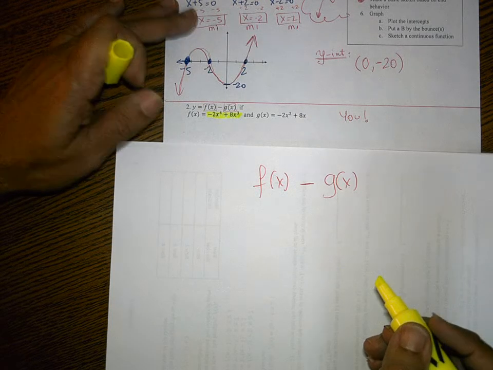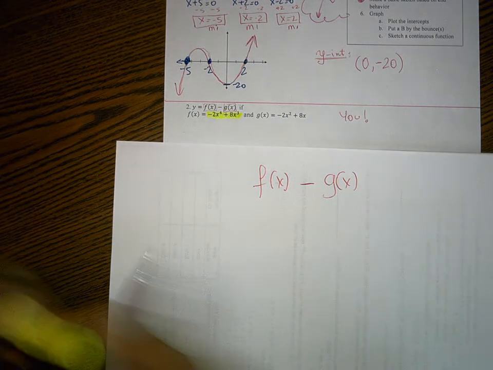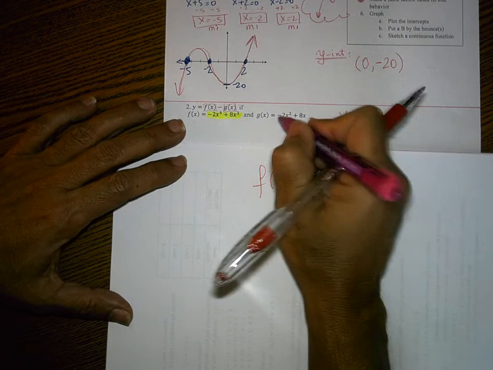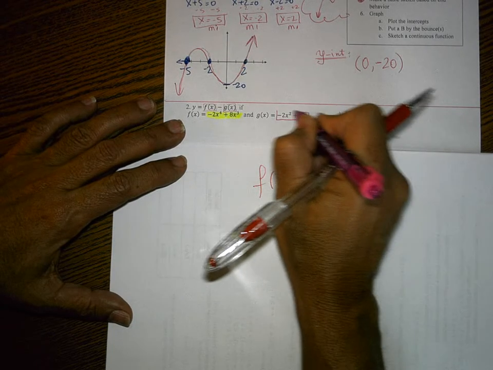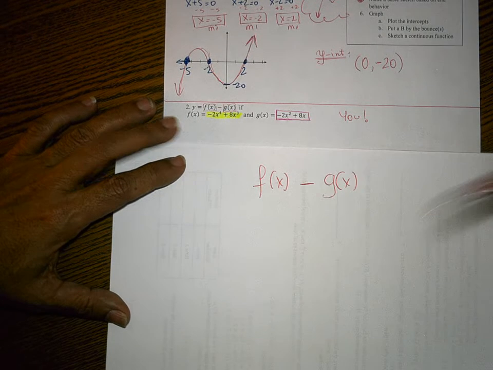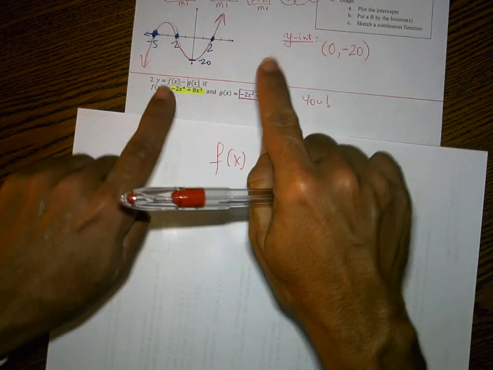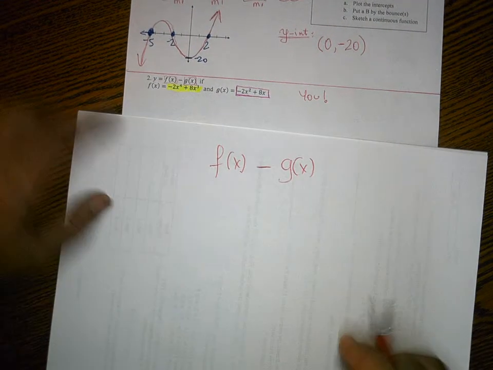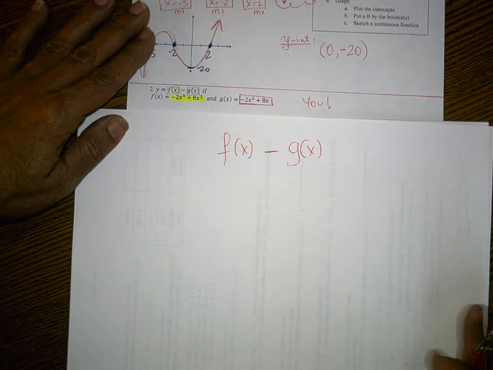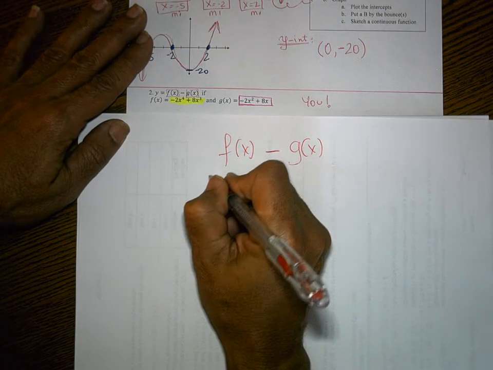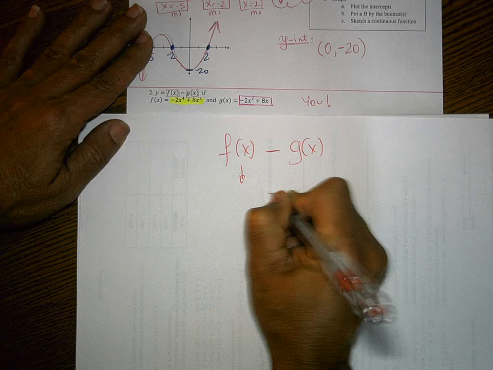The g of x, I'm going to underline it in pink. This is the g of x right here. Not underline it, box it. I want you to subtract the g of x from the f of x. Okay? They don't combine, but let's write them together. So here's my f of x first, subtraction, and then comes the g of x.